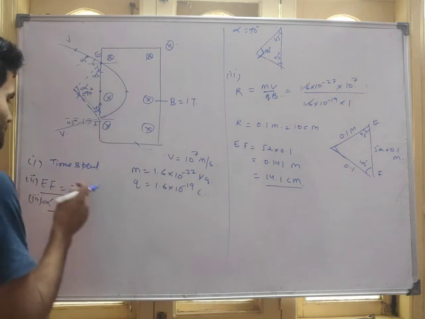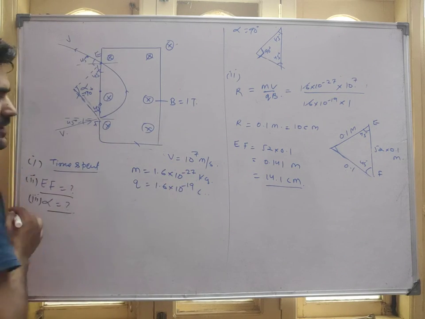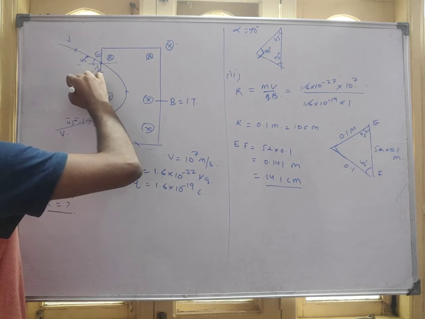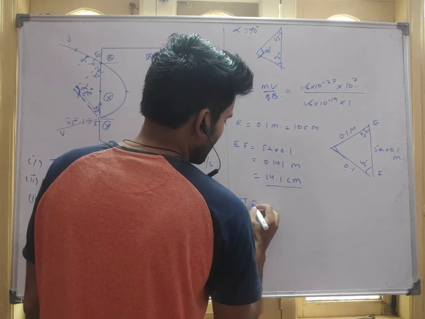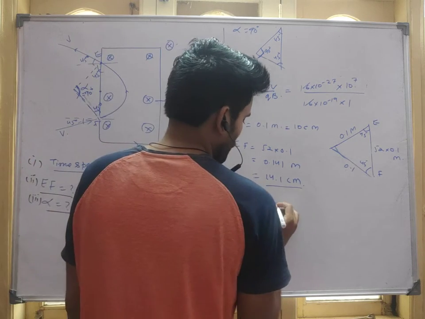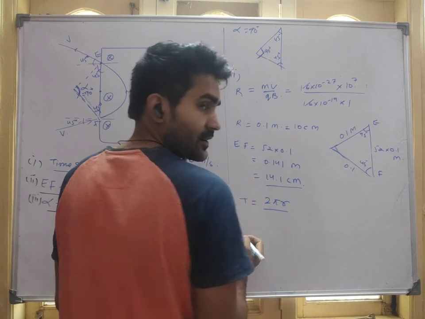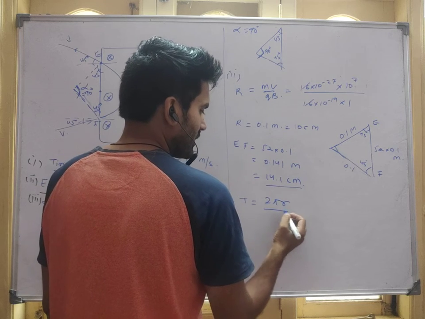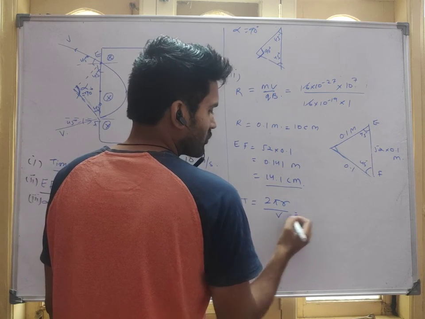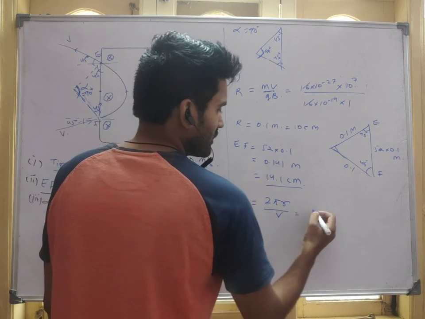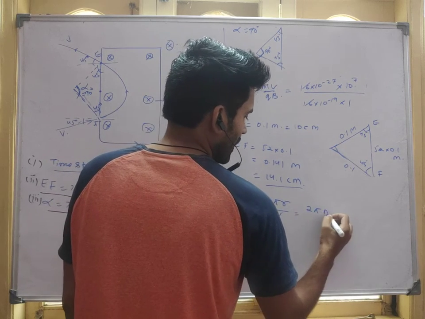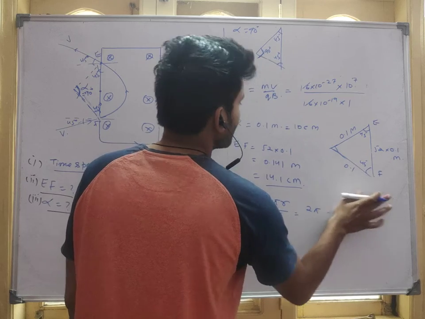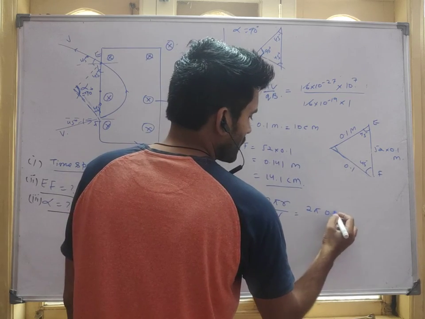Okay. Now let's find out the time span. See how much angle it is covering? 90 degrees. So let's find out the time. Time is how much, guys? 2 pi r by v, where r is equal to mv by qB. So 2 pi r is the value, and the r value is how much, guys? We got r value 0.1.